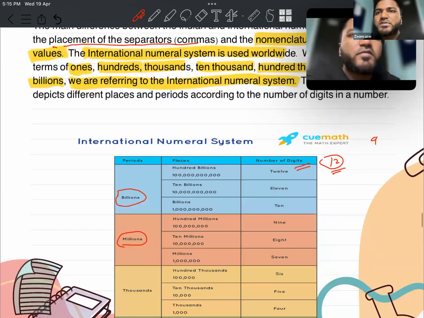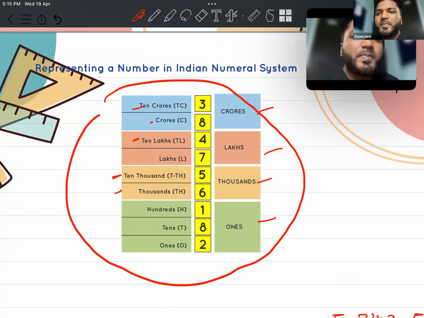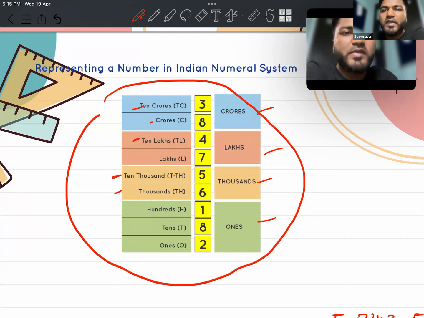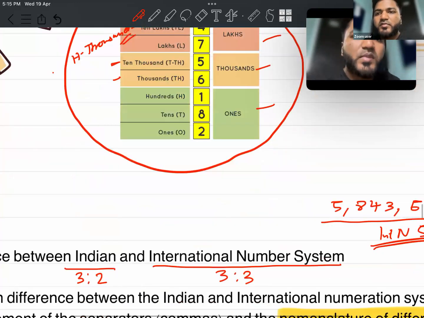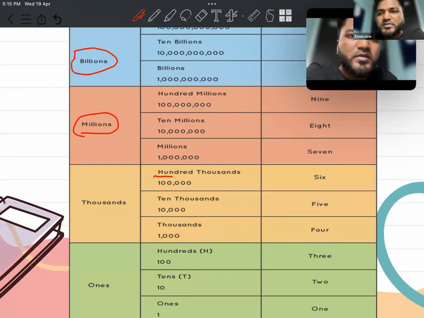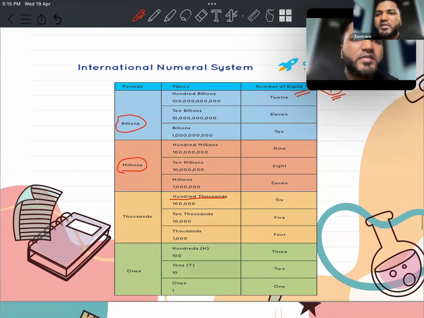If you see the Indian numeral system table, here in this row, 1,000 and up to 10,000 has been taken. We haven't taken 100,000. But here you will notice that we have taken 100,000 also. After that, in the million section, you will see millions, 10 millions, and 100 millions.